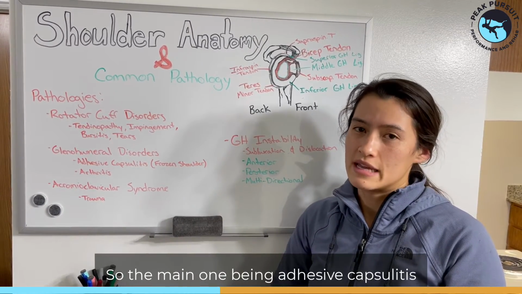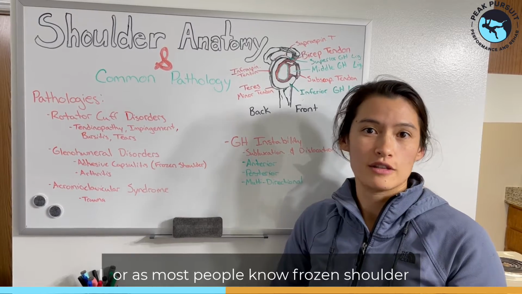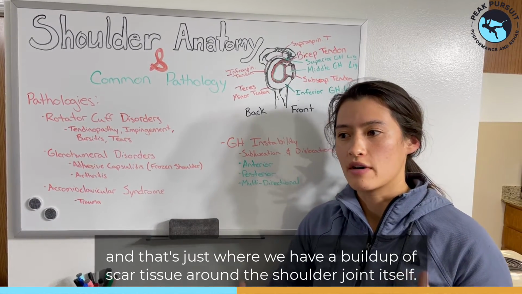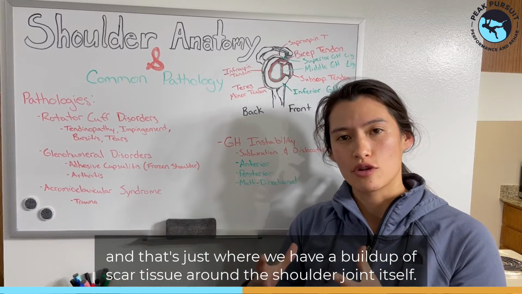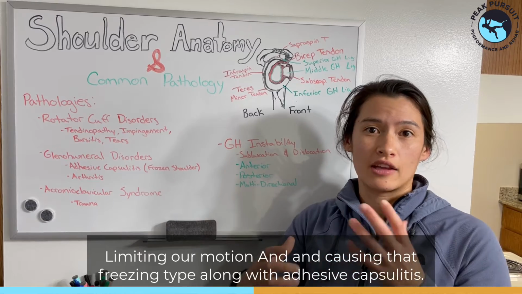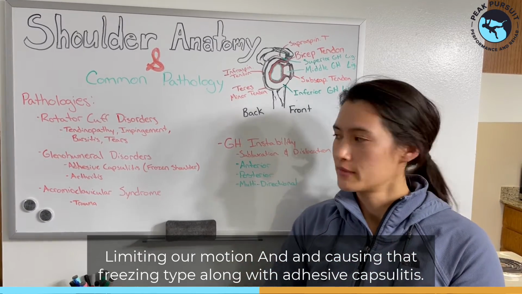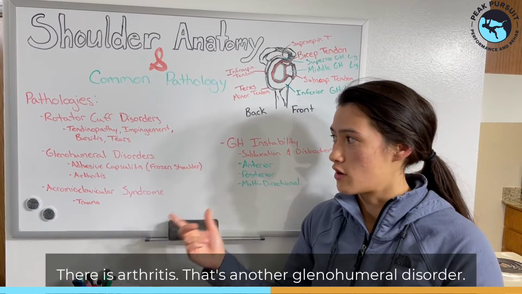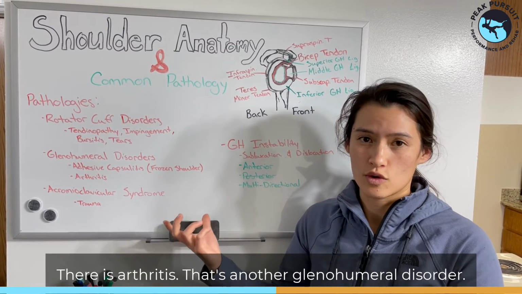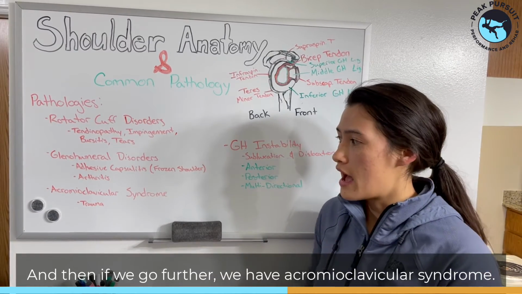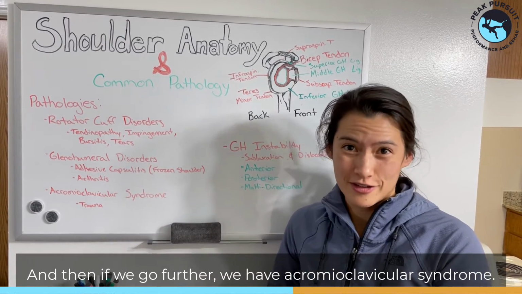Other than rotator cuff disorders, there's also glenohumeral disorders. So the main one being adhesive capsulitis, or as most people know, frozen shoulder. And that's just where we have a buildup of scar tissue around the shoulder joint itself, limiting our motion and causing that freezing type. Along with the adhesive capsulitis, there is arthritis. That's another glenohumeral disorder. And then if we go further, we have acromioclavicular syndrome.